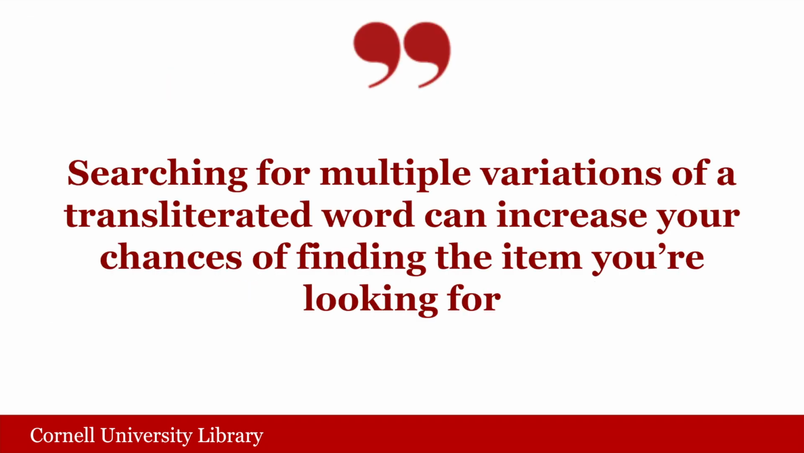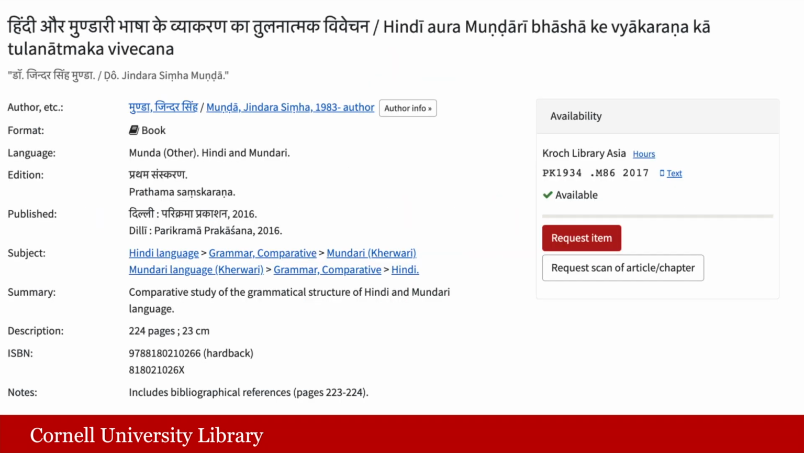With this in mind, searching for multiple variations of a transliterated word can increase your chances of finding the item you're looking for in the catalog. In this example, look at the name of the author. Reading the native script, we would pronounce this as Singh, yet the Romanized text is written Simha. Since Singh is a very common name, it is helpful to be aware of this particular discrepancy when searching.